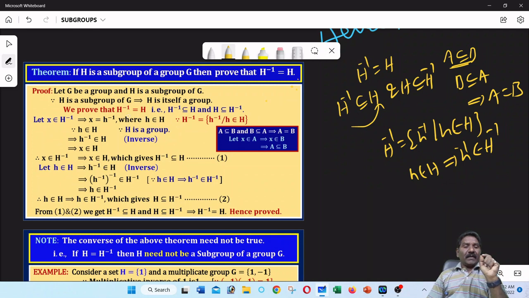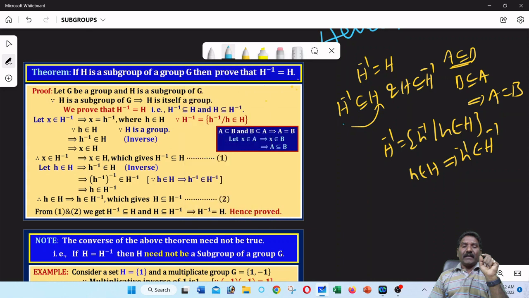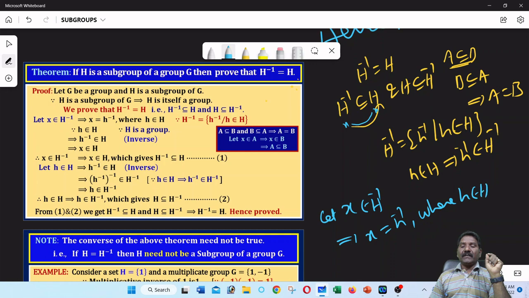Here, H inverse equal to H means H inverse is a subset of H and H is a subset of H inverse. First we take an element in H inverse and show that the same element is in H. Let X belong to H inverse. X belongs to H inverse, and by the definition of the inverse of the complex, that is X is equal to H inverse where H belongs to H. X is H inverse.